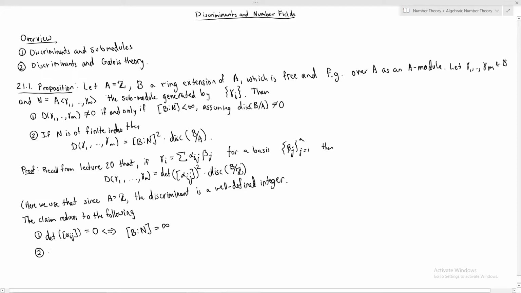And 2, if this guy is a finite index, then the determinant of this guy is actually equal to the index on the nose.